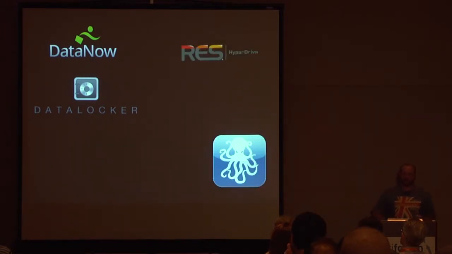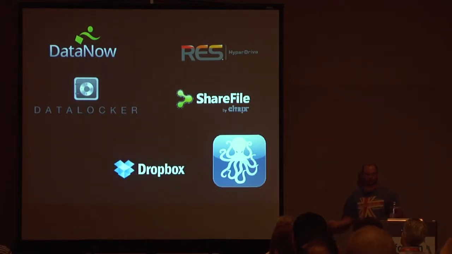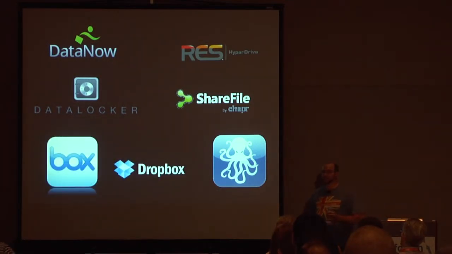RES has Hyperdrive, Citrix has ShareFile, VMware has Octopus, and then Dropbox and Box both have their own enterprise data solutions as well. So companies are reacting to this in a way that makes it better even to get access to files anywhere than it was to use VDI. Now, obviously, you still can in combination with some of these things, but you don't need VDI to get files anywhere, regardless of what anybody tells you.